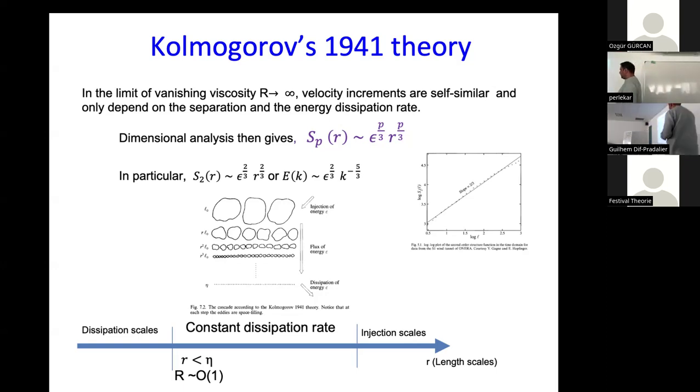So that's the picture. And the way Kolmogorov came up with the idea was the following: if you're injecting energy at large scales, the picture here is a representation of an eddy or a flow structure. Don't ask me how you identify an eddy, I don't know.